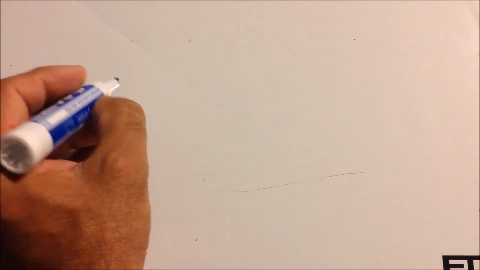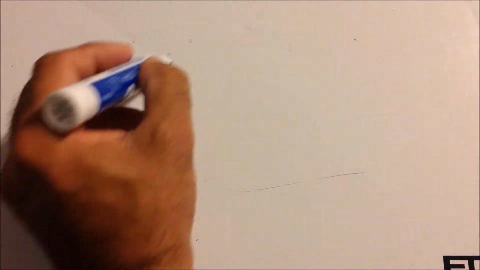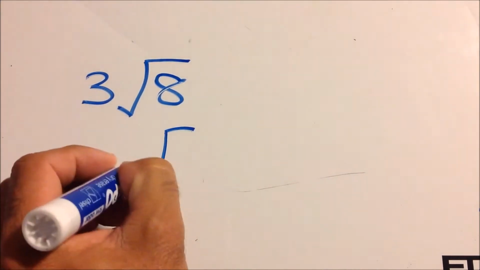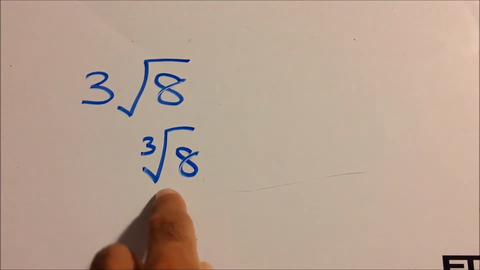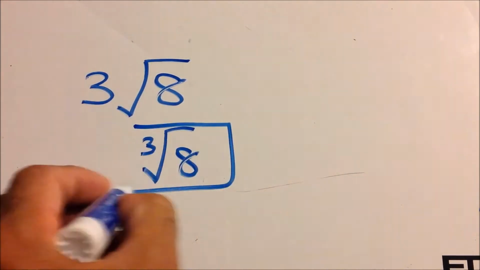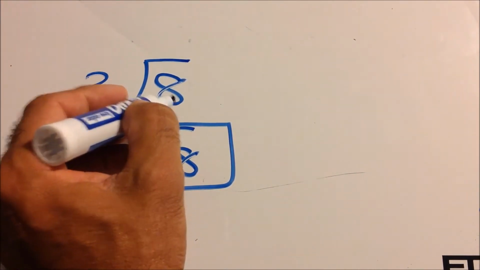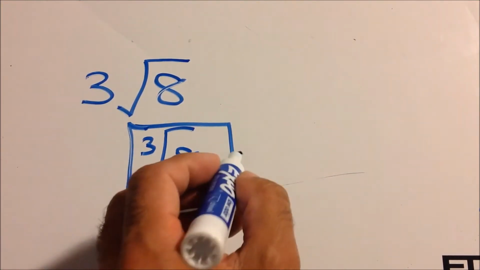Now be careful. I showed you this in the last video. If I said 3 times the square root of 8, that is not this. That's the cube root. It has a little 3, not a big 3. This is saying 3 times the square root of 8. This is saying the cube root of 8, which we know is 2.